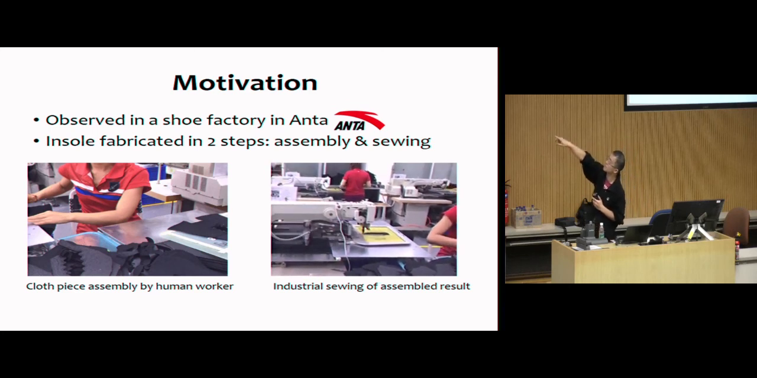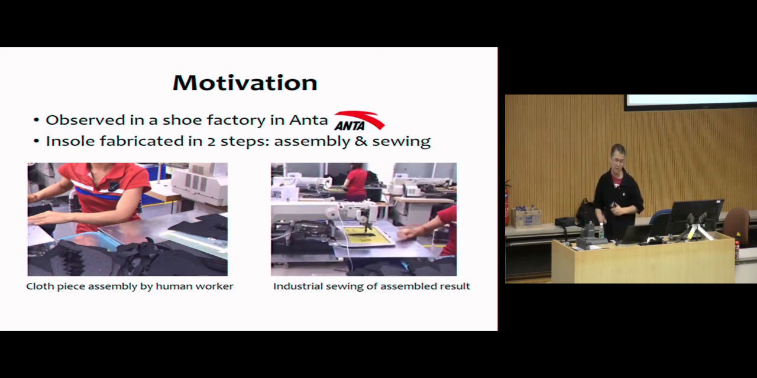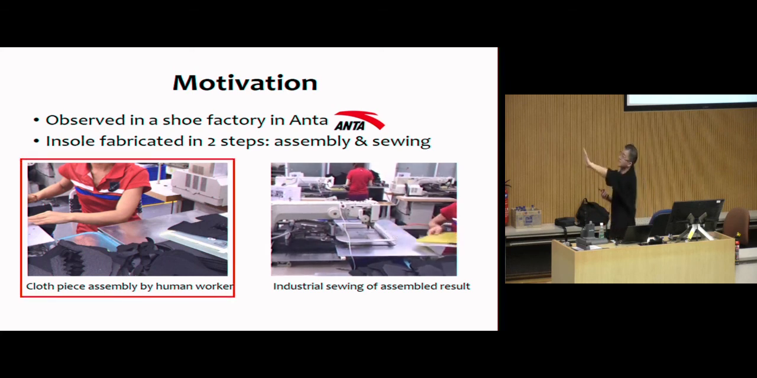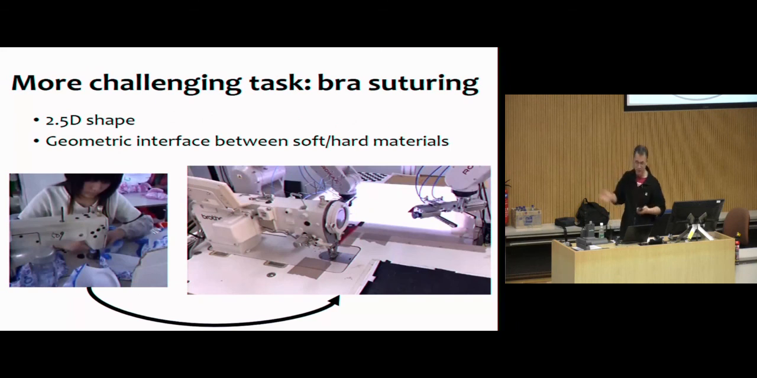So as you can see, some sewing machines can do the sewing automatically. Our goal is: can we replace this human worker with a robot? So this is our goal. Very, very simple. Actually, this has some even more useful applications.